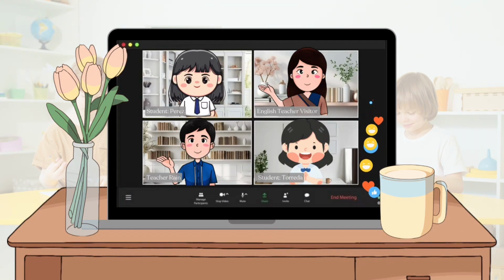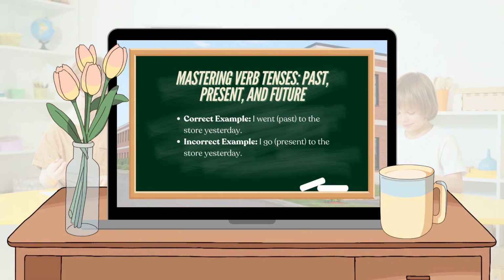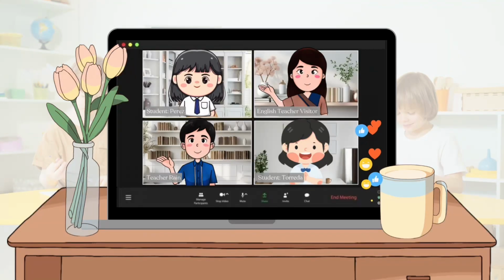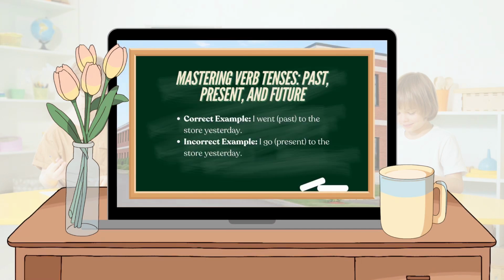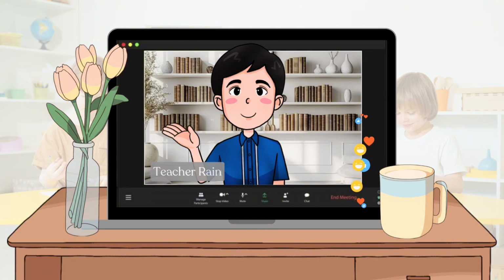For example, I went to the store yesterday is correct because the action happened in the past, but I go to the store yesterday is incorrect because the action happened in the past.